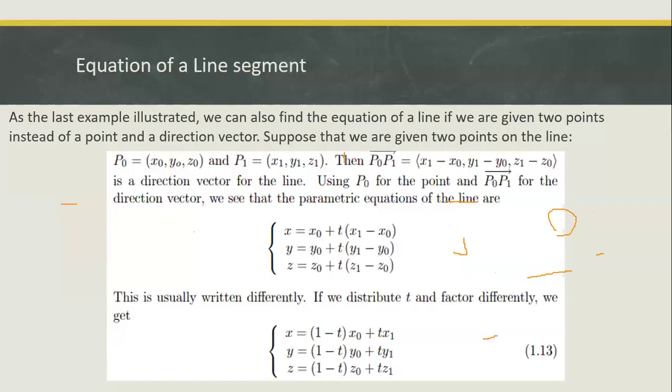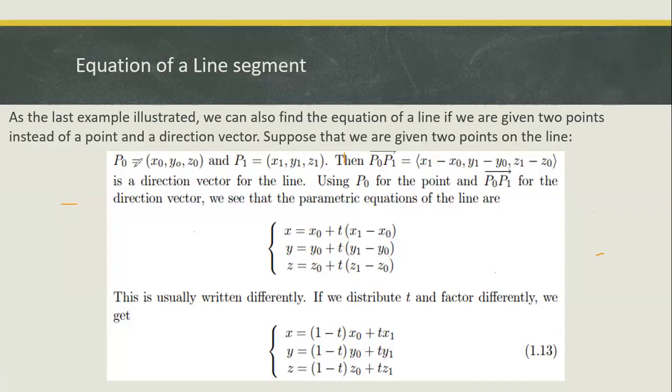Next, we move on to the equation of a line segment. As the last example that Miss was illustrating to us, we can find the equation of a line if we are given 2 points instead of just a point and a direction vector. So suppose that we are given 2 points on a line.